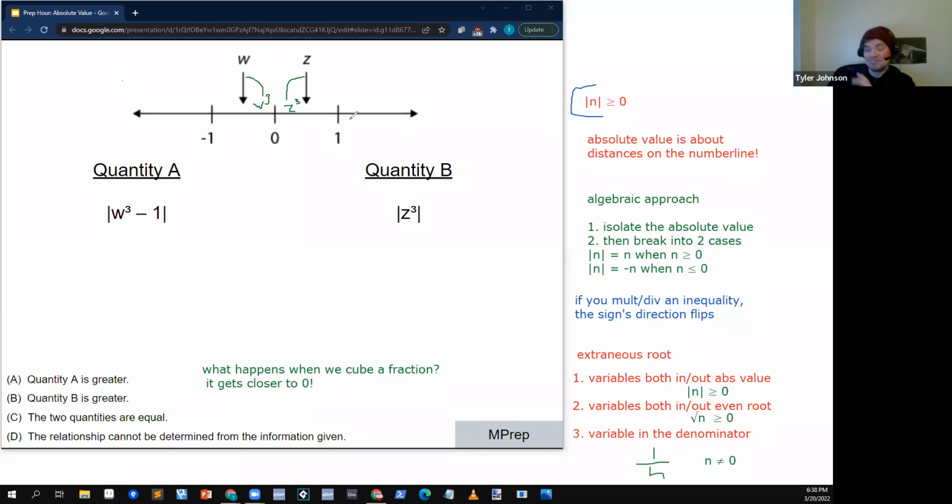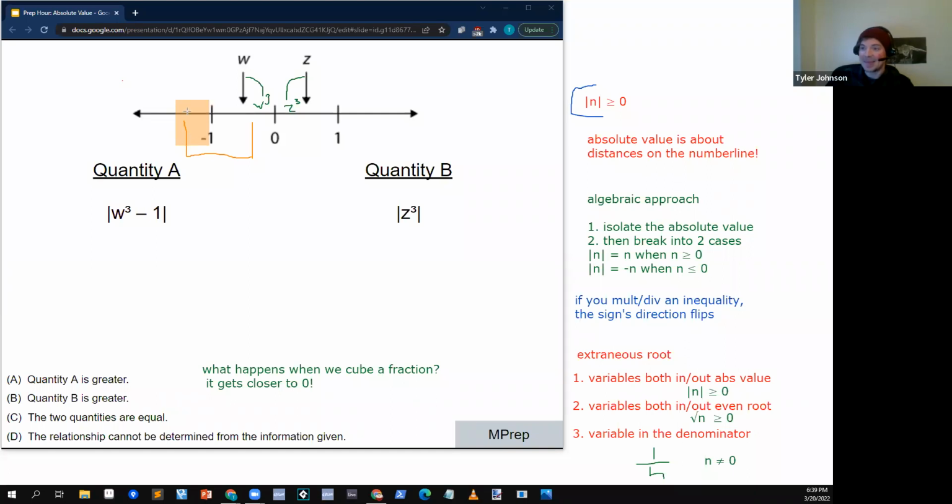So z cubed is going to be smaller than z itself. w cubed is going to be bigger than w itself. But then look at quantity A. We're subtracting 1 from it. So I'm never actually going to become positive when I cube that w. It's always going to be some fractional value a little less than 0. But then if I subtract 1 from it, we're just going to back up 1 unit on the number line. And that's going to put us in this range where we're a little bit smaller than -1.